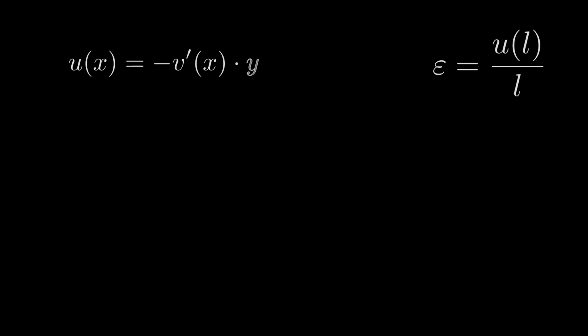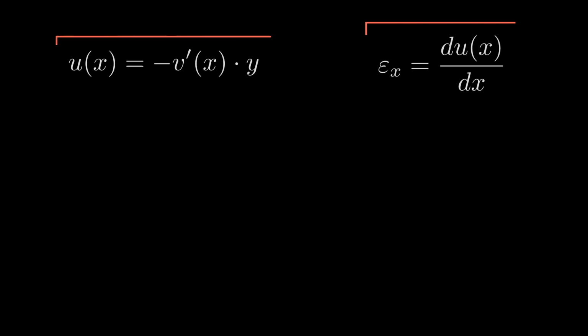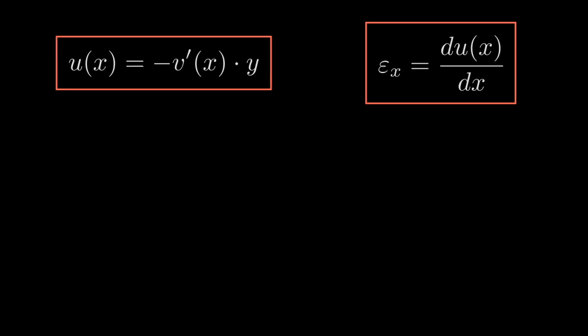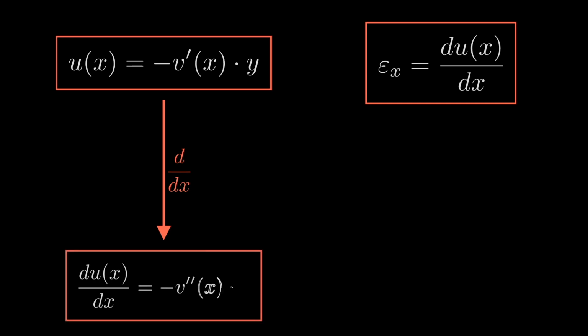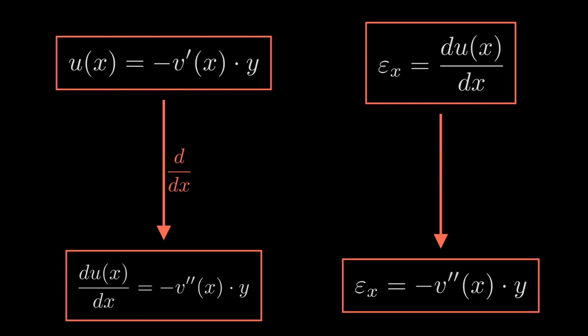The equation on the right only works for elements with constant strain. More precisely, the strain in the x direction is defined as the derivative of the displacement function with respect to x. We now differentiate the first equation with respect to x, and by joining both equations, we arrive at a relation between strain in the x direction and the second derivative of the deflection of the beam. Let's keep this equation on the corner for now.